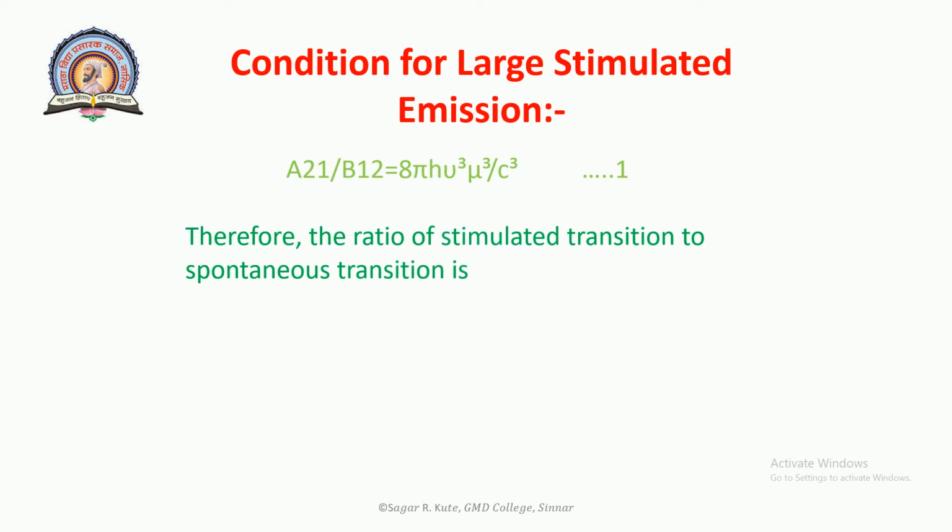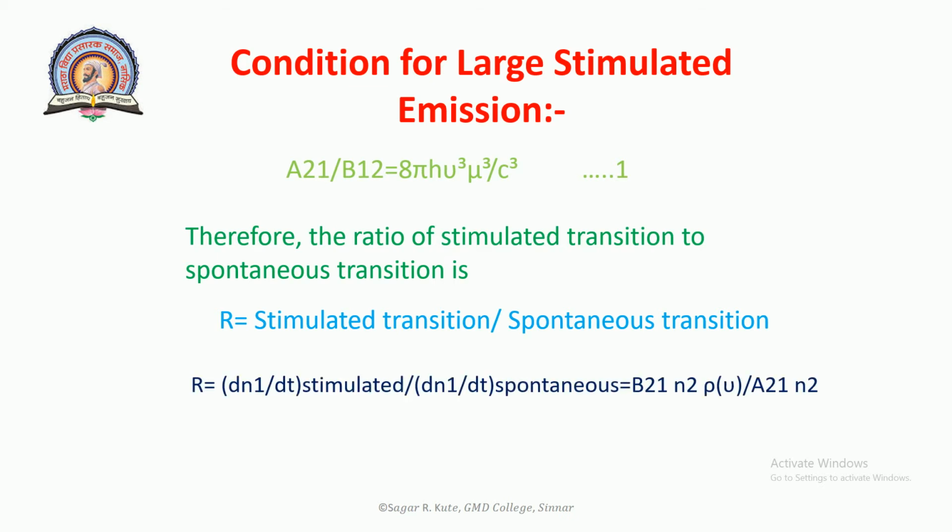Therefore, the ratio of stimulated transition to spontaneous transition is R, equal to stimulated transition upon spontaneous transition. That is, R is equal to dN1 upon dt stimulated upon dN1 upon dt spontaneous, which is equal to B21 N2 rho mu upon A21 N2. So R is equal to B21 upon A21 rho mu.